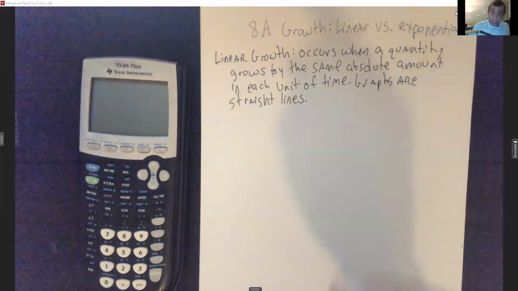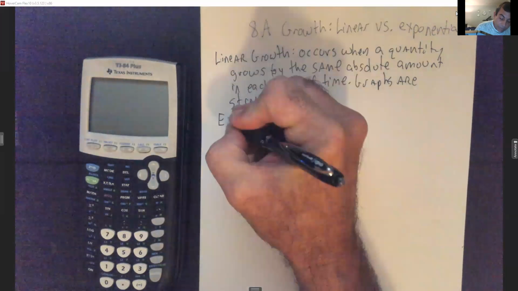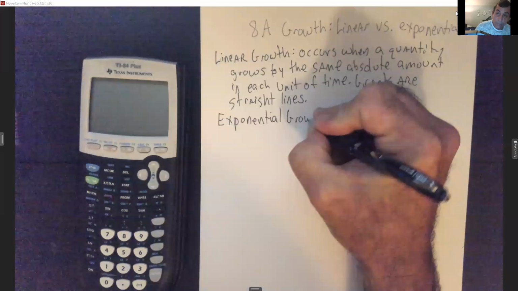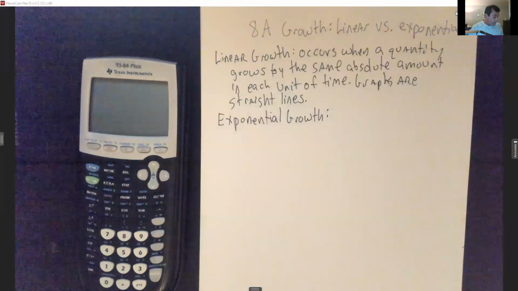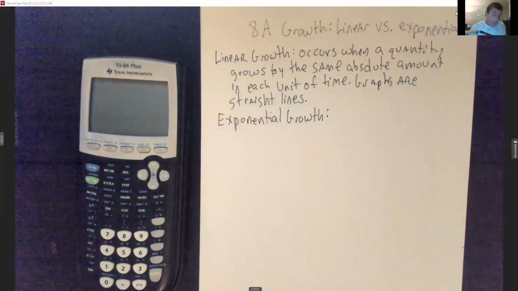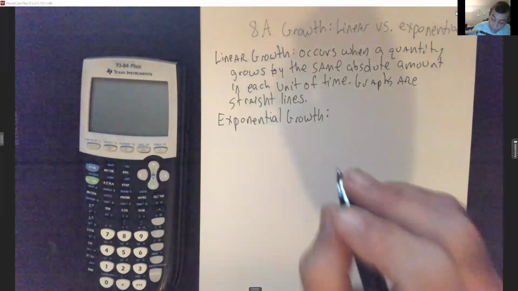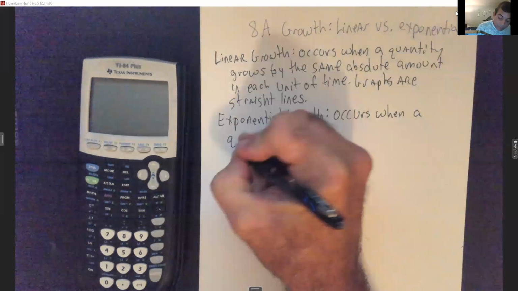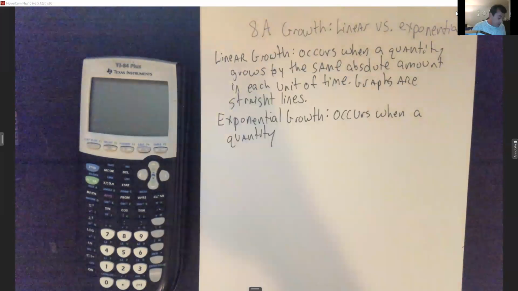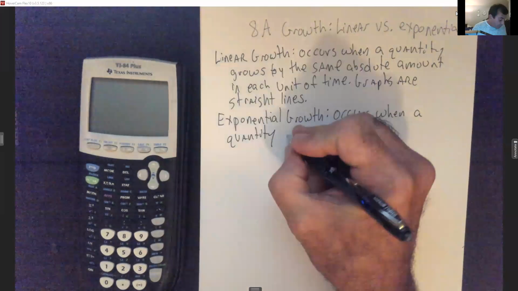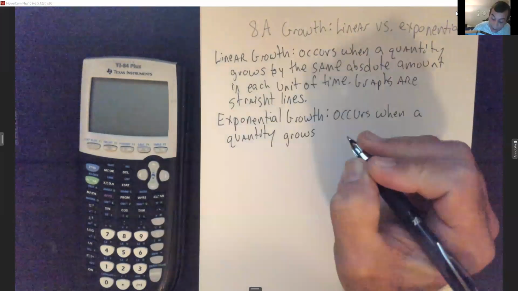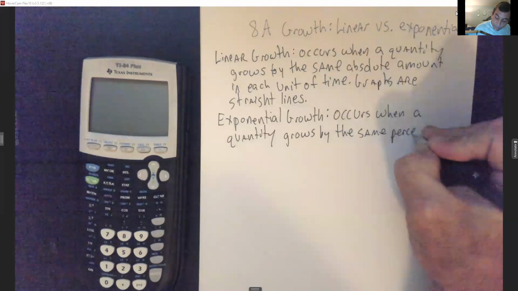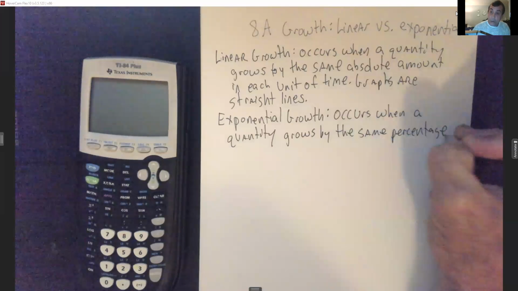Now we've got exponential growth. Exponential growth occurs when a quantity grows by the same percentage in each unit of time.